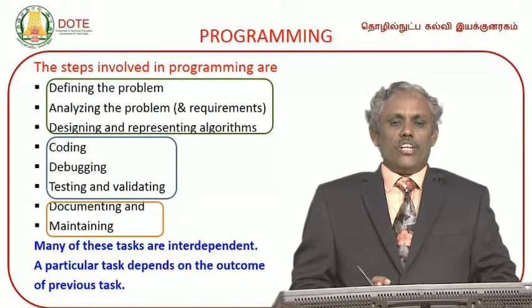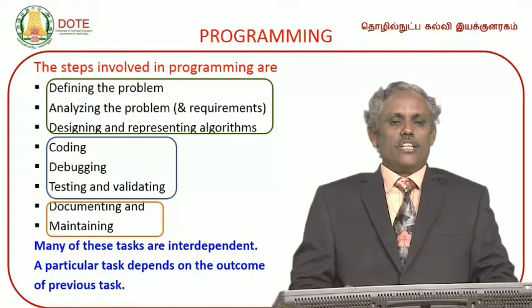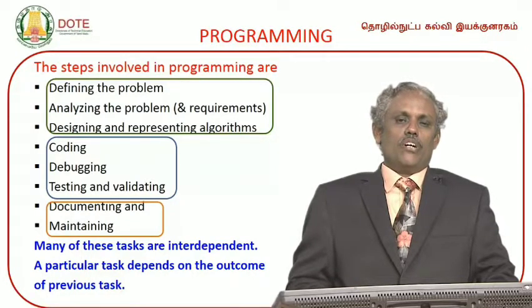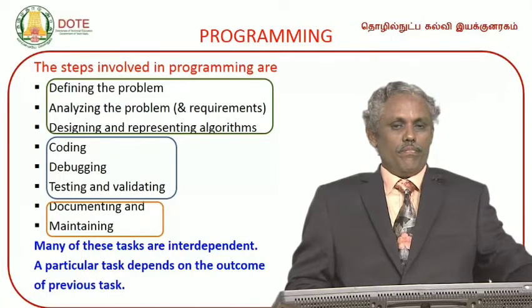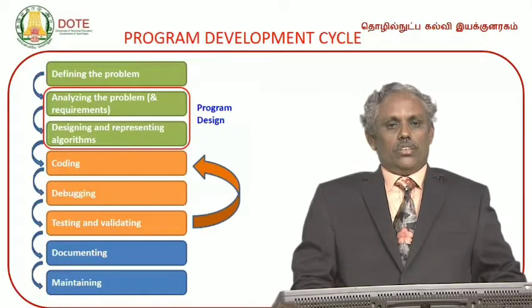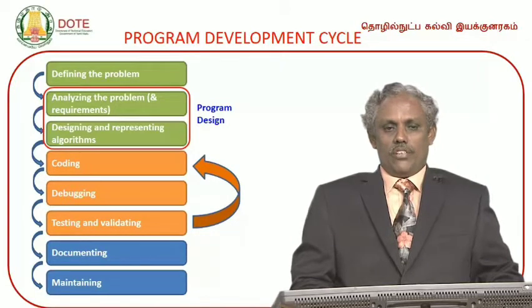Many of these tasks are interdependent. That means the initial stage gives the details for the coding or programming stage. After programming and testing, the documents or the maintenance instructions are prepared. So, defining the problem, analyzing the problem, and design and representation of algorithms are the initial stage. The analysis and design is the program design.